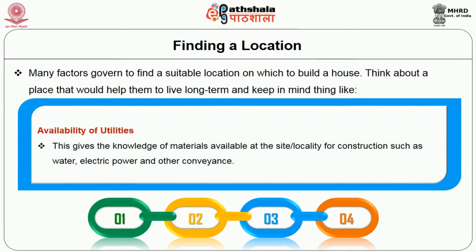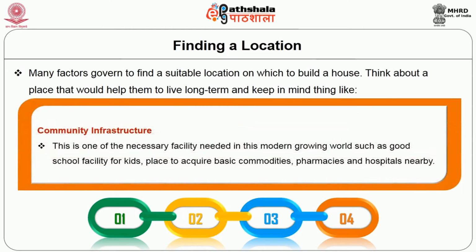Availability of utilities. This gives the knowledge of materials available at the site or the locality for the construction, such as water, electric power and other conveyance. Community infrastructure. This is one of the necessary facilities needed in this modern growing world, such as good school facility for the kids, a place to acquire basic commodities, pharmacies and hospitals nearby.